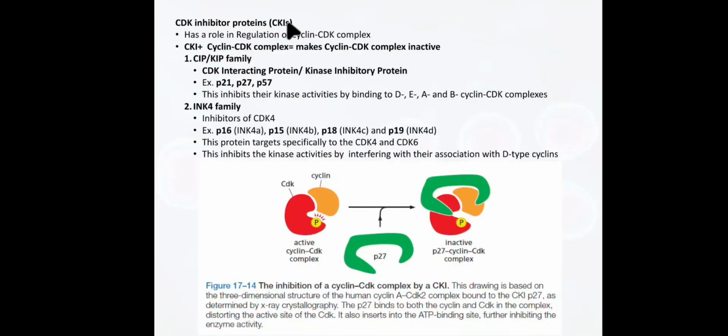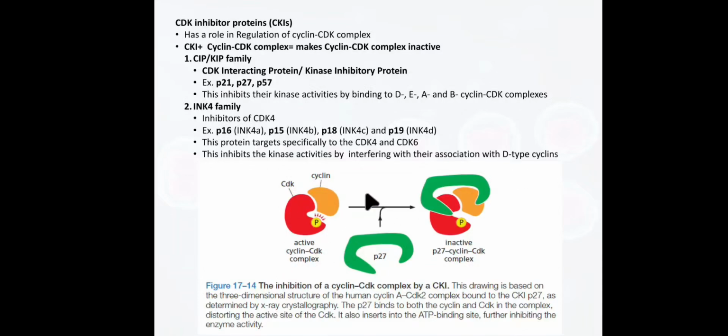See here, CDK inhibitor proteins, that is CKIs, have a role in regulation of cyclin-CDK complex. CKI plus cyclin-CDK complex makes cyclin-CDK complex inactive. There are two families, CIP KIP family and INK4 family. CIP full form is CDK interacting protein, KIP full form is kinase inhibitory proteins. Examples are P21, P27, P57. This inhibits kinase activities by binding to D, E, A and B cyclin-CDK complex. INK4 family are the inhibitors of CDK4 and CDK6 as well. Examples are P16, P15, P18 and P19. This inhibits the kinase activity by interfering with their association with D-type cyclins.